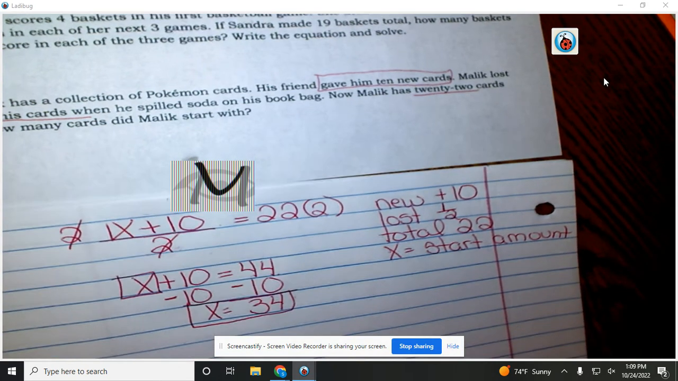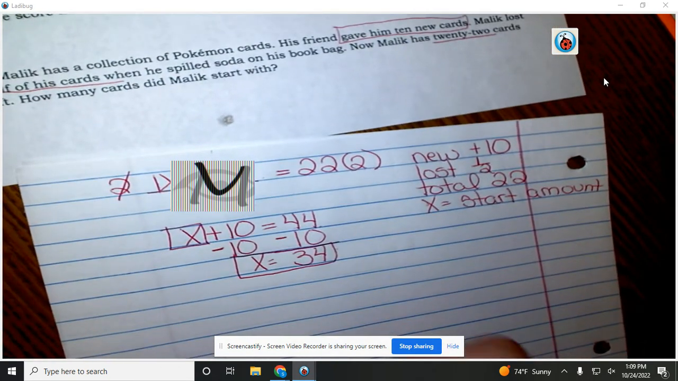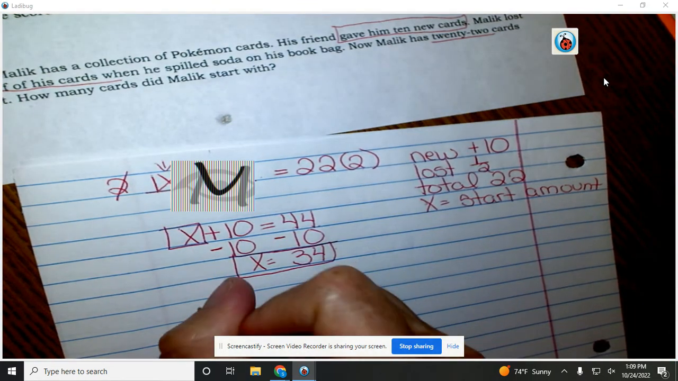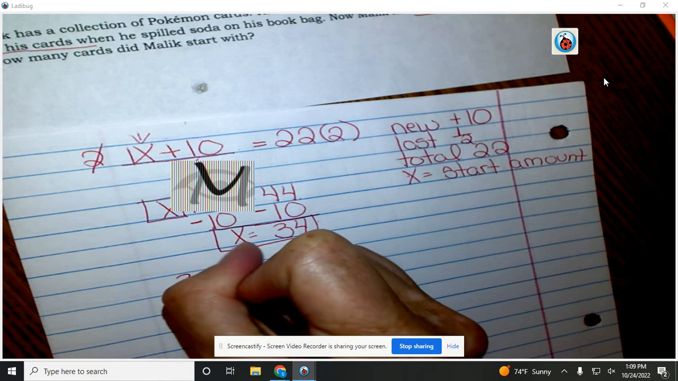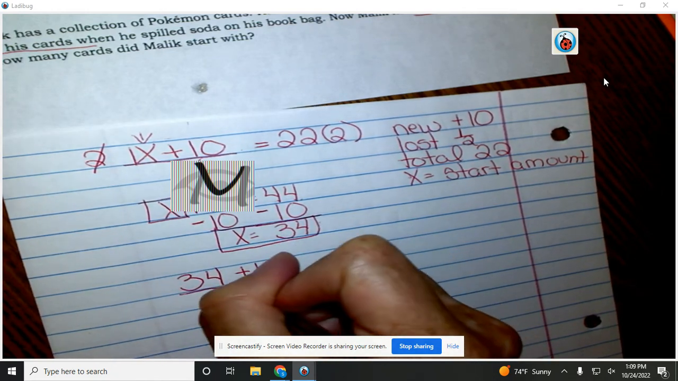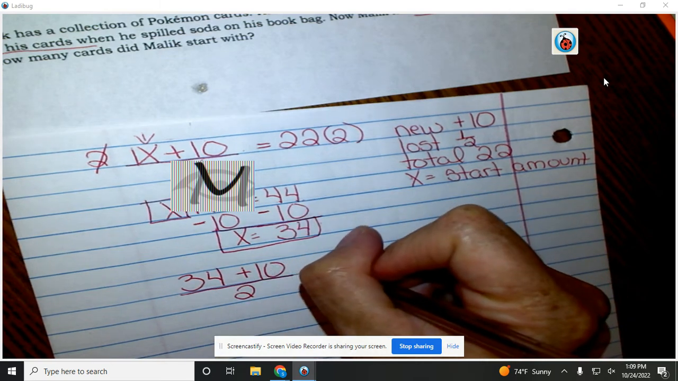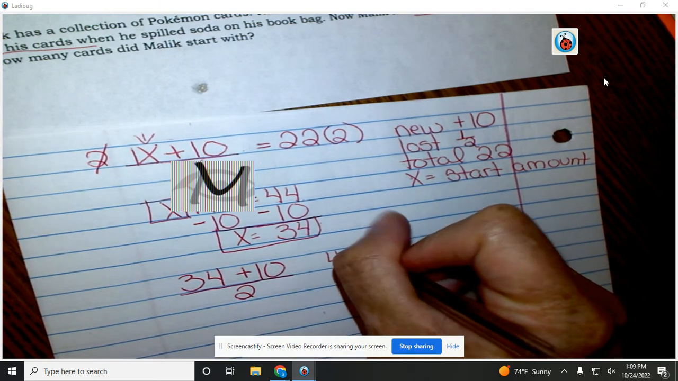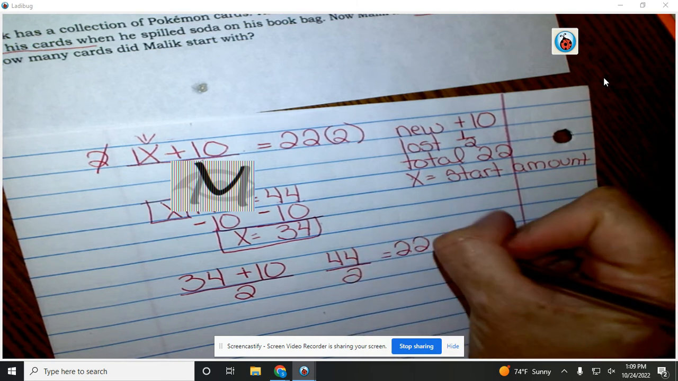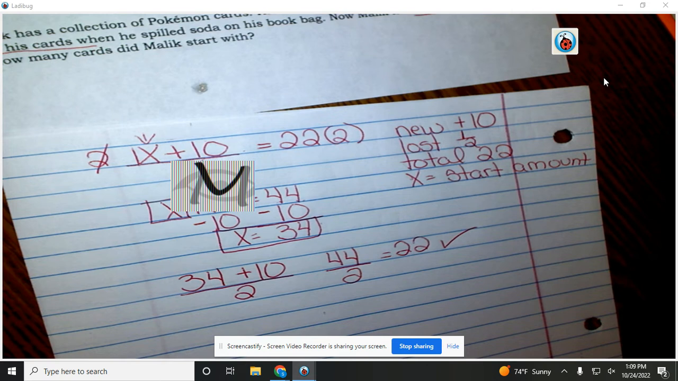So you know that I don't like to stop here. I want to go ahead and double check my work. So if x equals 34, that's what I'm going to put right here. So 34 plus 10 divided by 2, that means 44 divided by 2 would give you 22. So I do have this part correct. And those are the 3 steps, 3 different ways to do our word problems.